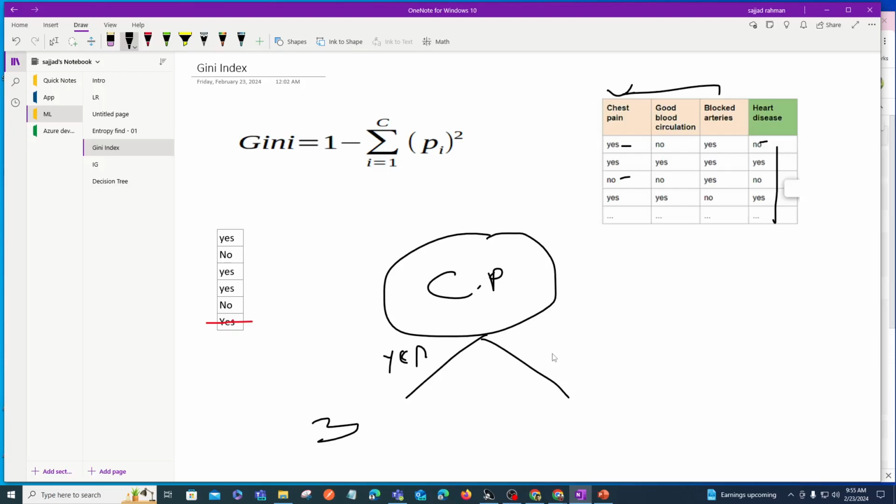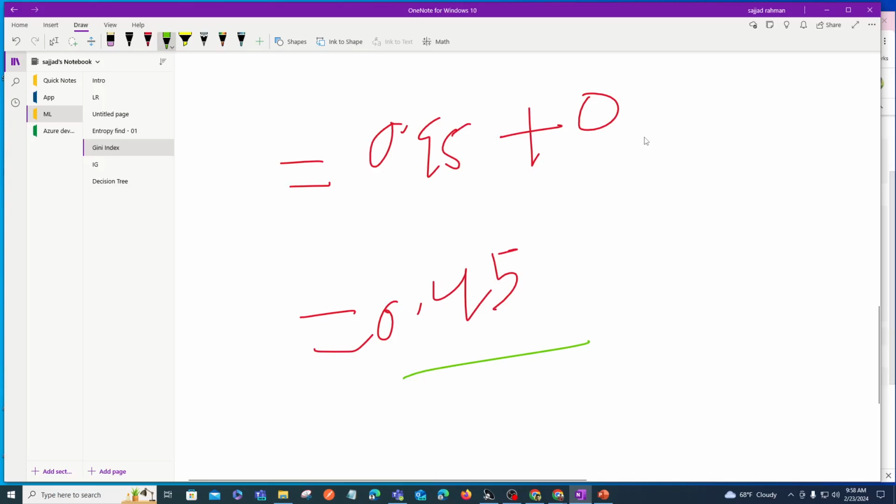Well, we can see how we find the GINI index. Similarly, if we check blocked arteries, we can see 3 yes, 1 no, and we will find this. If we calculate the other two things, we will find the result. And how do we pick the next one? This depends on the information gain.